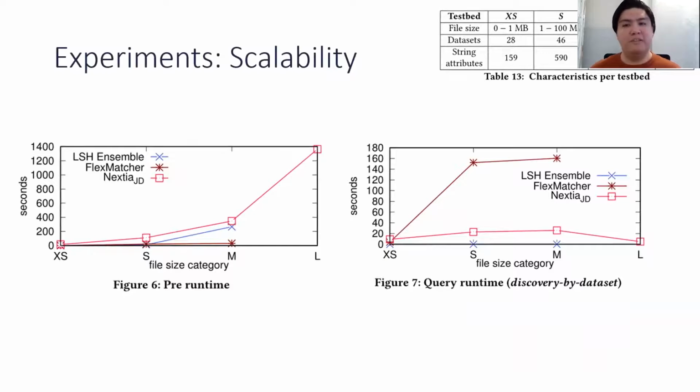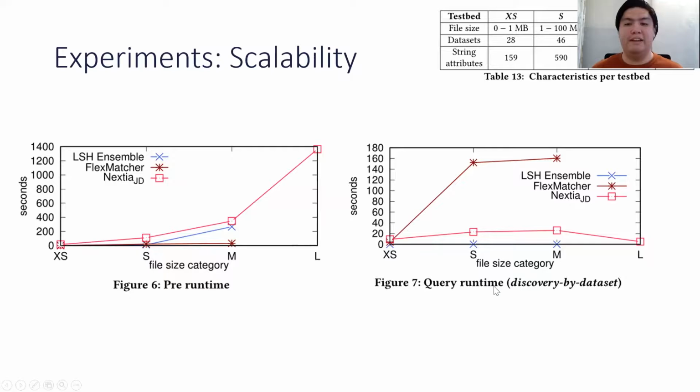We also measure the scalability of these approaches. We create different test beds based on the considered file sizes. And we measure the pre-runtime, which consists of preparing data for further discovery, like computing data profiles or creating indexes. For test bed L, LSH Ensemble and Flex Matcher run out of memory, failing to create the structures for data discovery.